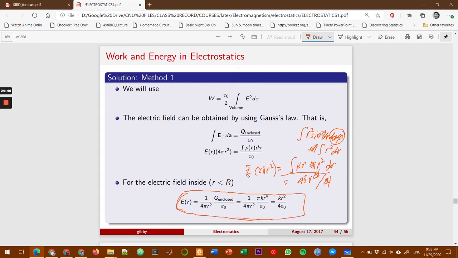So 1 over 4 pi r squared. And then your Q enclosed, simplify it, you have pi k r to the fourth. Okay? The 4 cancels again. So you have this equation. So simplifying, you get this equation for your electric field. And that's for the inside.